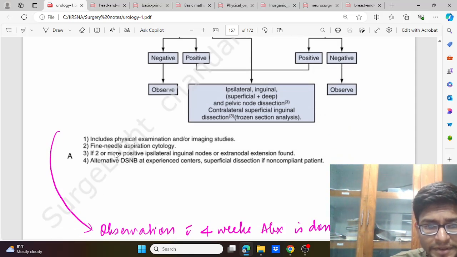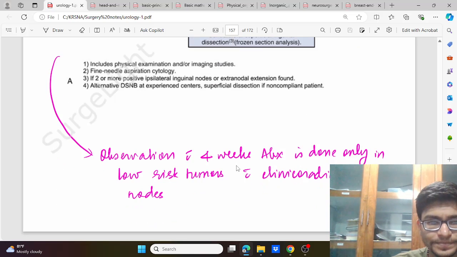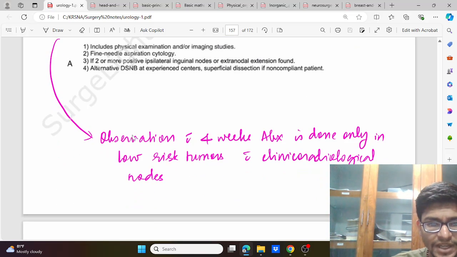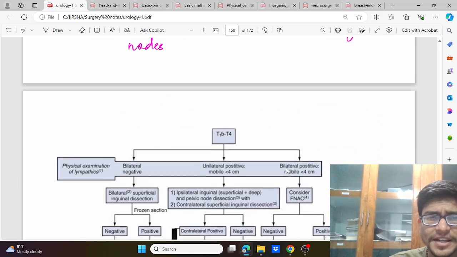Then the third point: we go for pelvic lymph node dissection if two or more positive inguinal lymph nodes or extranodal extension is found. So, two or more positive ipsilateral inguinal lymph nodes or extranodal extension, then we go for pelvic lymph node dissection. That is an important point. Then contralateral superficial inguinal dissection with frozen section. The alternative is DSNB, that is biopsy, at experienced centers, with superficial dissection if the patient is compliant, and if the patient is non-compliant. And observation with 4 weeks of antibiotics is generally done only in low risk tumors with clinico-radiological nodes.